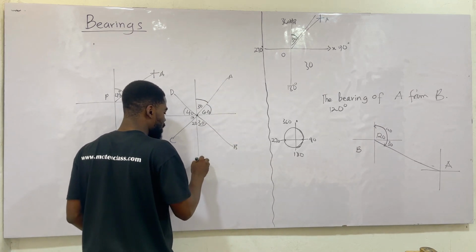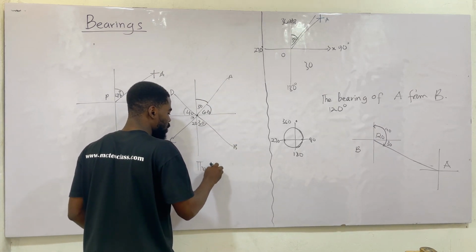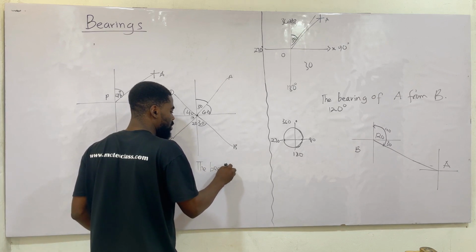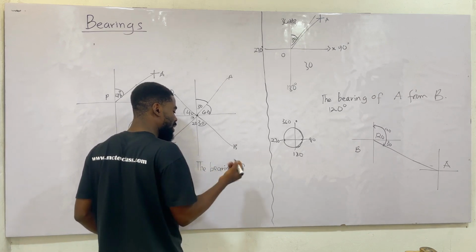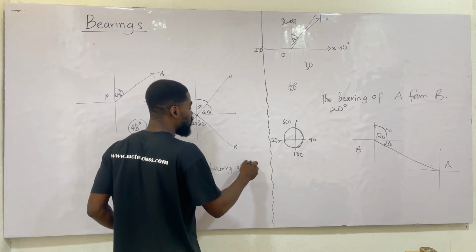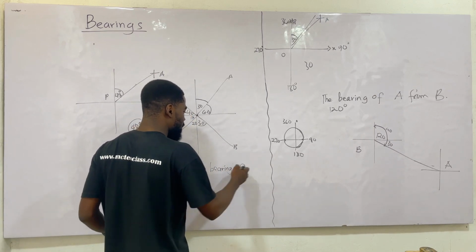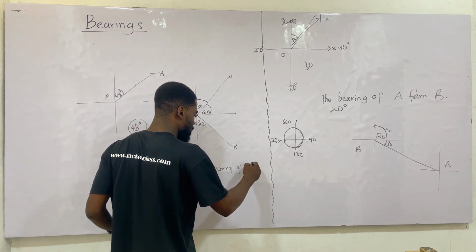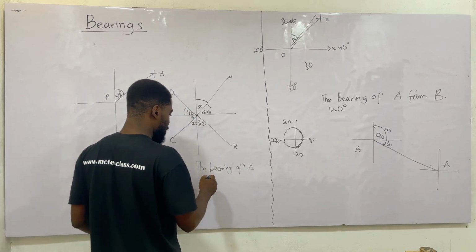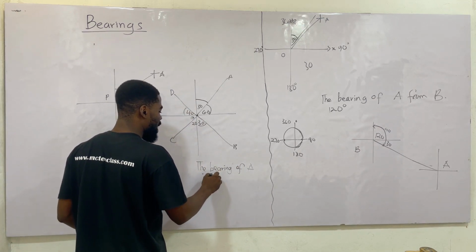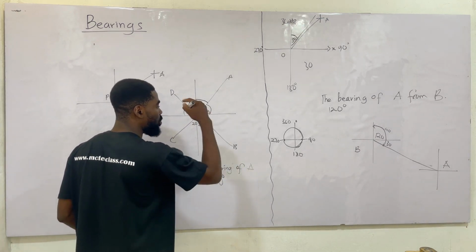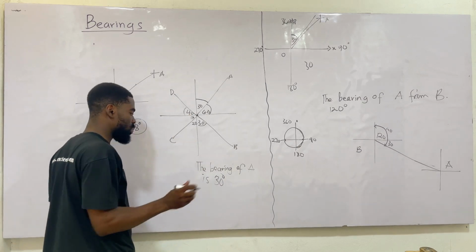So the bearing, I hope you're understanding this. The bearing of A, if you don't understand, you always have the liberty to go to the comment section and ask your question. The bearing of A is what? Is 30 degrees. We can see that. But A from where? A from O. We don't want to add all that.